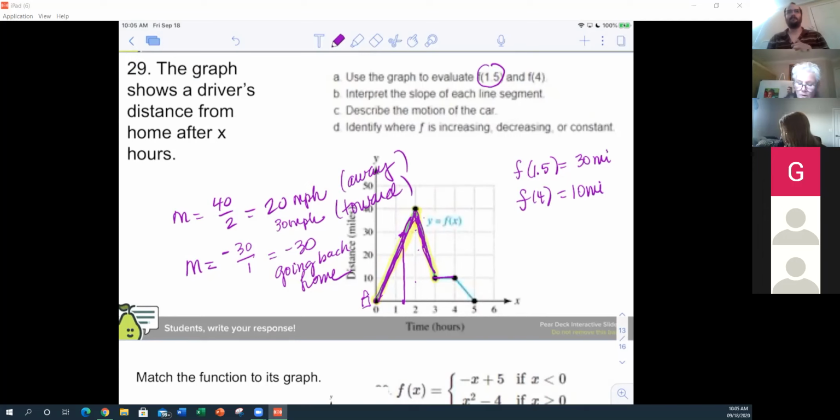All right, so then from 3 to 4, what's the slope and what does that mean? Slope is 0. He stayed in the same place for an hour. Right, exactly.